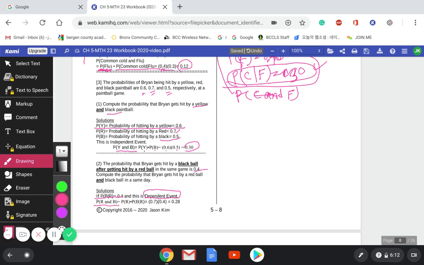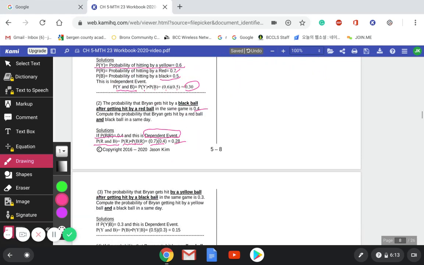Then the probability of red and black in that particular sequence, black after red, is 0.7 times 0.4, which is 0.27. Okay, does that make sense? Because he could get hit in all different ways, but in this particular sequence only, that's how you get that.